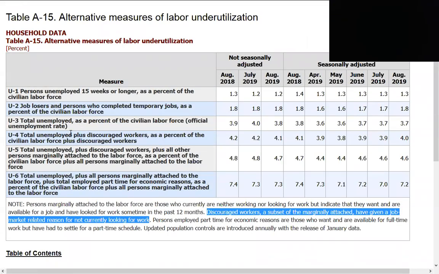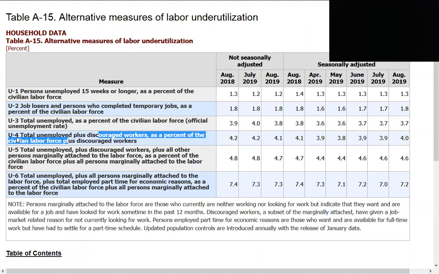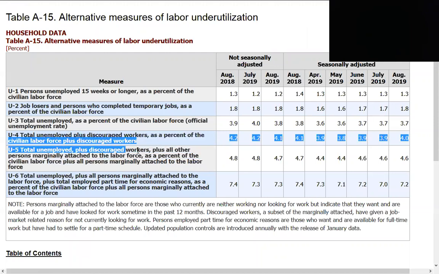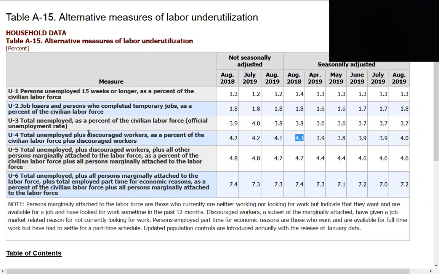So this is counting discouraged workers as a percentage of the civilian labor force plus discouraged workers, right? So I think U4 is better than U3. I think that the discouraged workers should be counted as both unemployed and as part of the labor force. They want to be part of the labor force. They're just upset because of job industry related reasons. So I think that it should be included, right? And it's not a terrible increase in the percentage when we include these discouraged workers in both the numerator and the denominator of the unemployment measure, okay? All right, so what about 5?